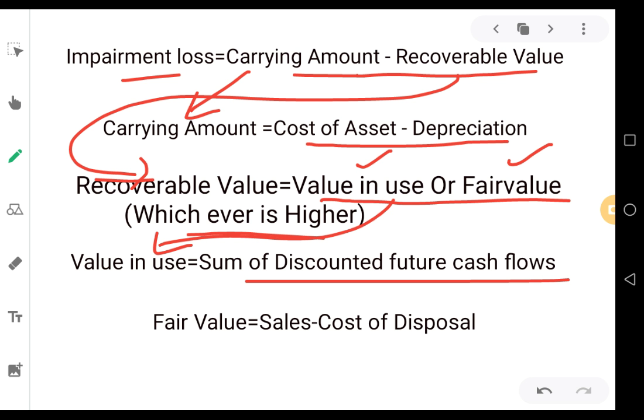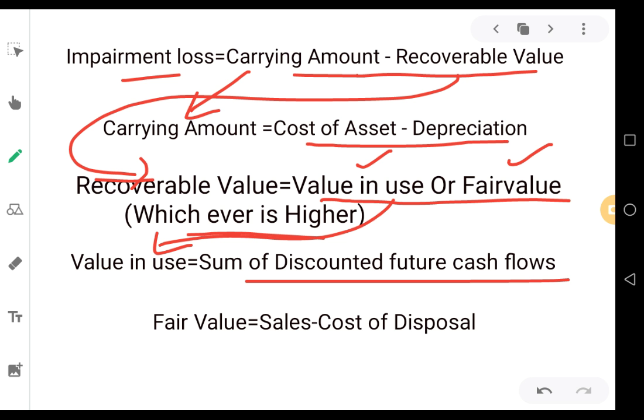Based on a considerable discounting rate, we multiply that with the present value factors. Present value factors, when we multiply it, you will get present value. So the present value of future cash flows, that is what we call value in use. Value in use is nothing but the present value of future cash flows generated by that asset.